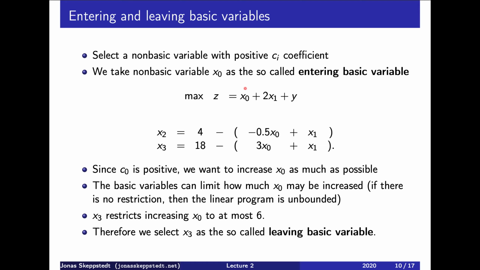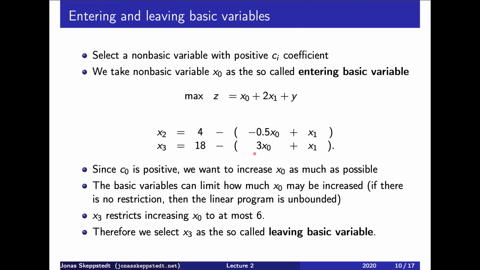So we stop this when all the coefficients of the non-basic variables in the objective function are negative. And then we will have the optimal value as the number here. There is a constant for y.